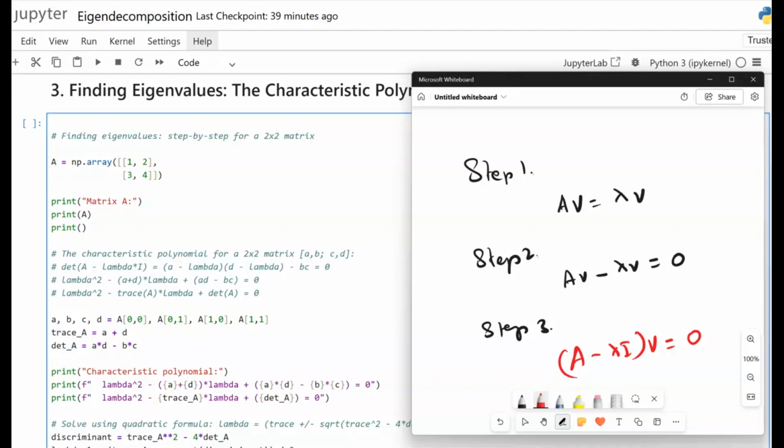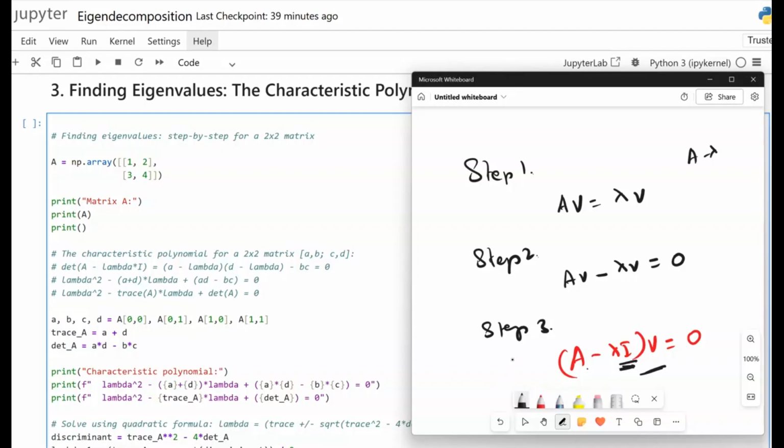Here, of course, you might ask, why lambda I? Because A minus lambda is a matrix minus a scalar, which is undefined. We need to subtract a matrix from a matrix. So we use lambda I, a diagonal matrix with lambda on the diagonal. So this is matrix shifting.